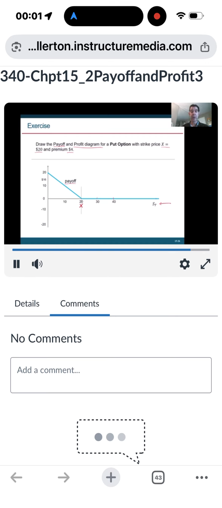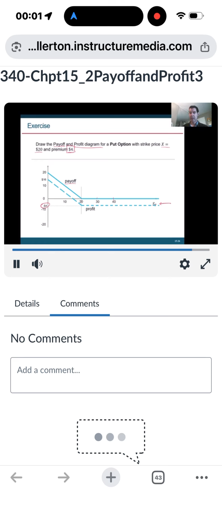And then to get to the profit or loss, what do I do? I simply subtract off the price or the premium that I paid. What does that do? That lowers it by how much? By $4 everywhere. So I just drop the whole diagram by $4. And there in the dotted line, I can see my overall profit or loss if I purchase a put option.